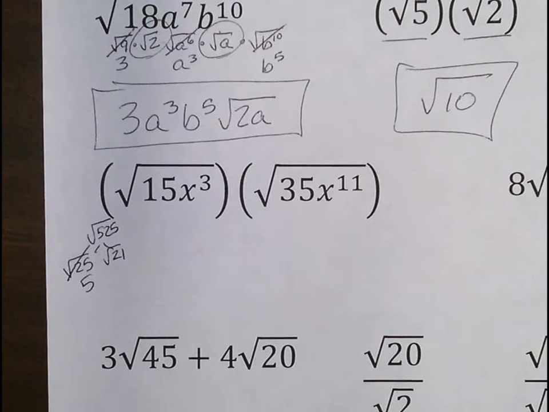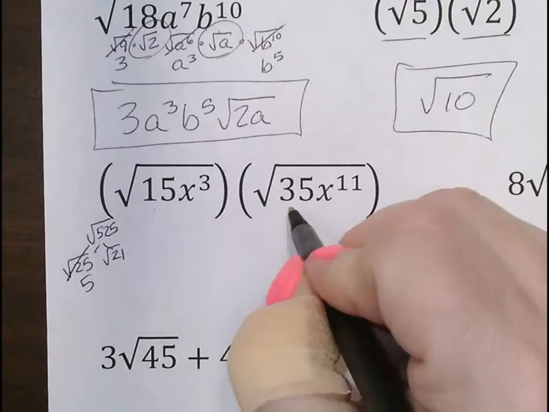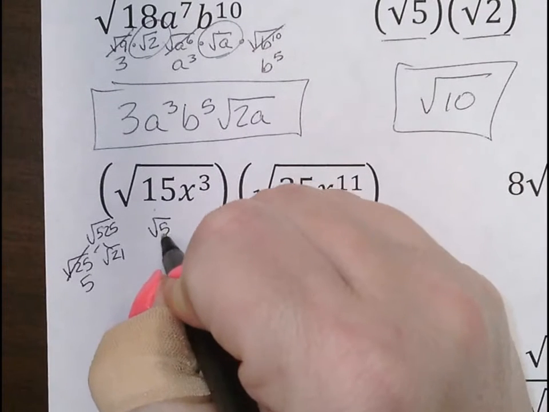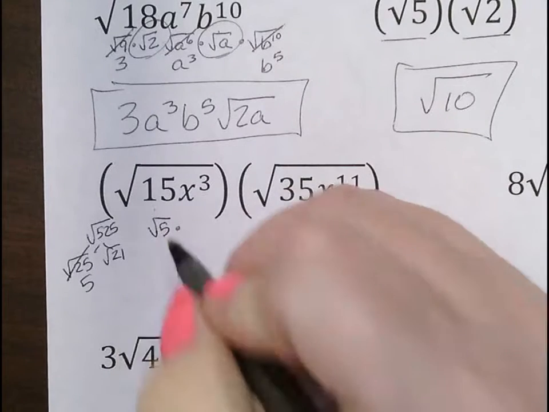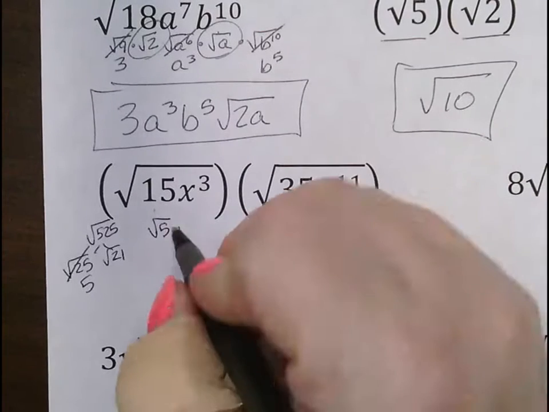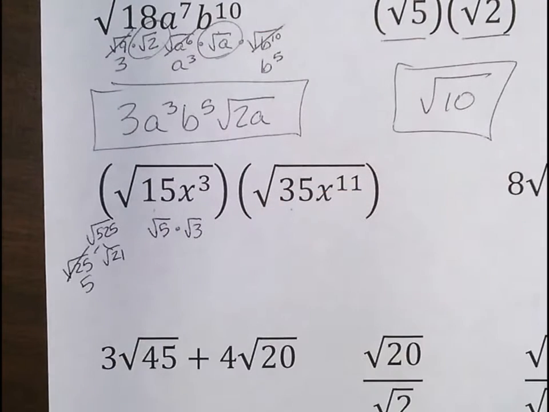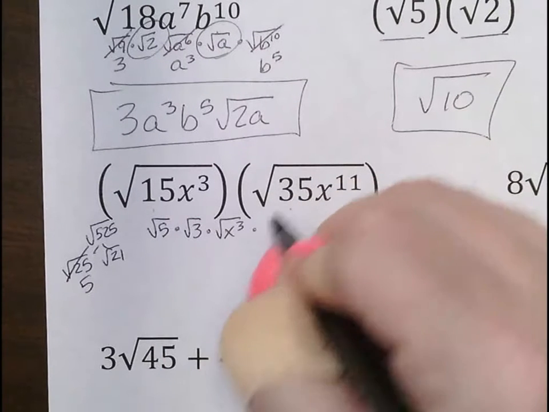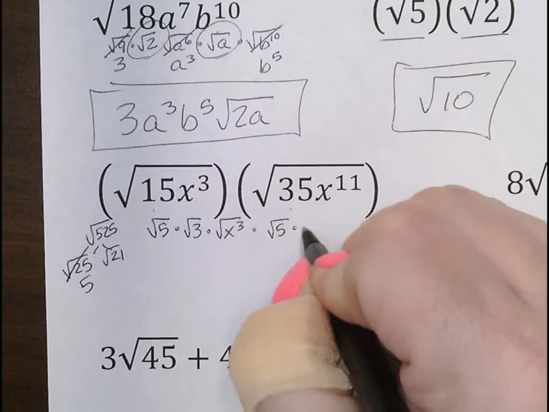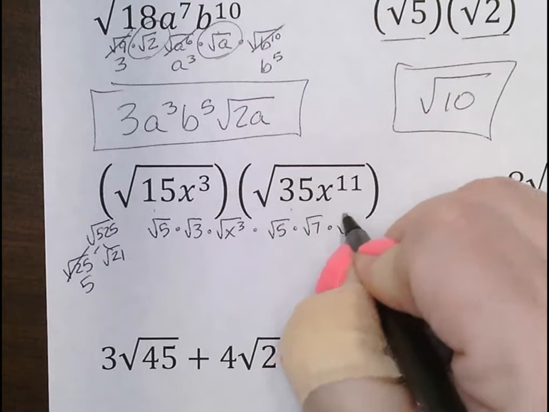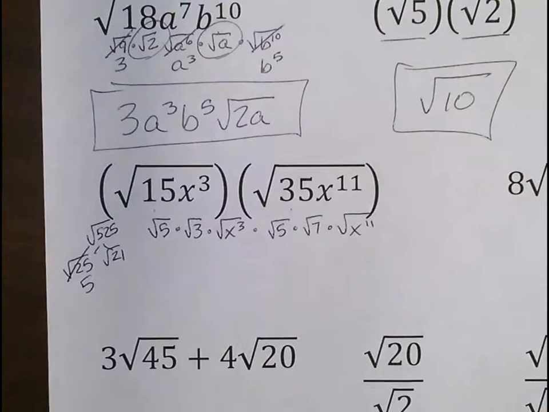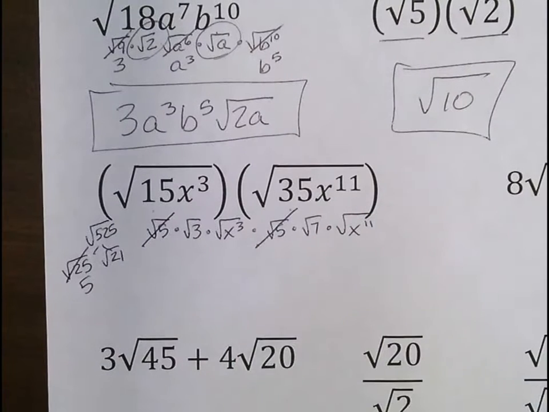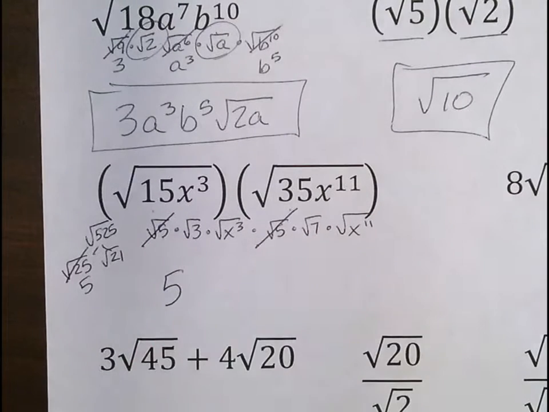It might be easier, however, if you took the 15 and the 35 and broke them down ahead of time. The square root of 15 is... sorry, no it's not. My mistake. The square root of 15 is the square root of 5 times the square root of 3. There's also the x cubed. 35 can be broken down as a 5 and a 7, and the x to the 11th. All right, the square root of 5 times the square root of 5 is 5.